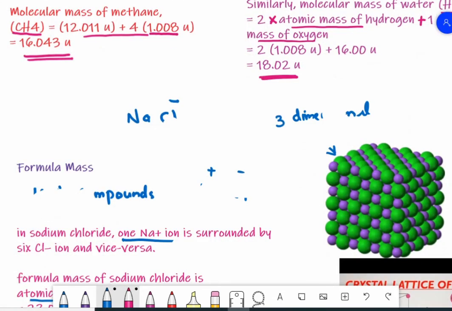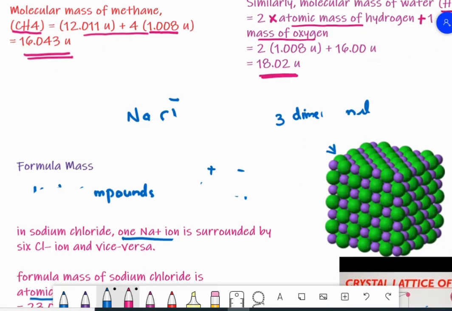I'll be taking NaCl. In the NaCl molecule, Na plus and Cl minus ions are present, sodium existing as a cation and Cl minus as an anion. So formula mass we usually calculate for ionic compounds. In ionic compounds there will be positive and negative ions, cations and anions, which are held together by electrostatic force of attraction.